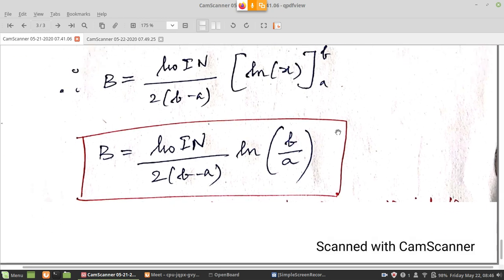So this is the final result for a spiral. Therefore for a spiral, the magnetic field at the center will be μ0 in divided by 2(b minus a), times ln of b by a. You have to remember this result also. Definitely they will test you in problems. They will give you a spiral with either total turns or turn density directly.